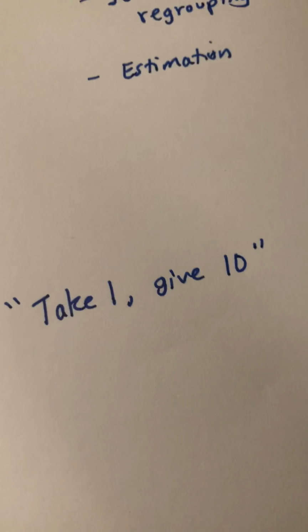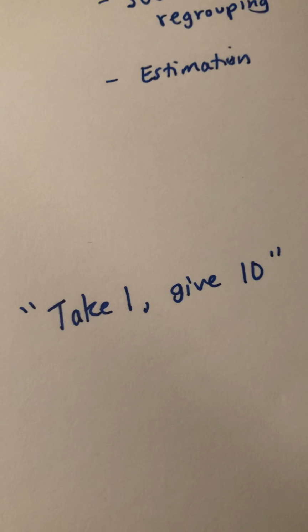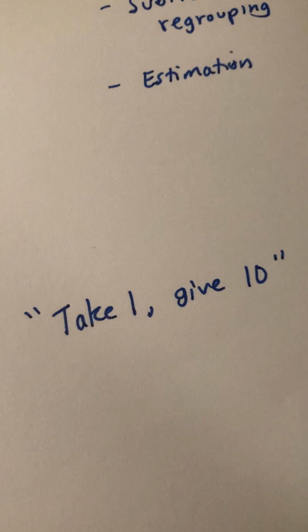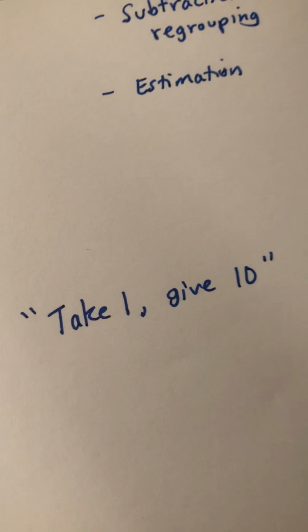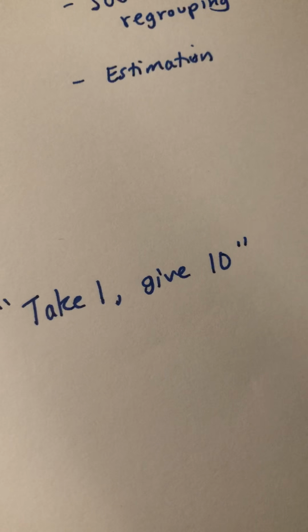When we subtract, a lot of students know that when the number on the bottom is larger than the number on the top, we need to regroup. And they know they need that number to be bigger, and a lot of times they just make it 10 bigger. But you can't just make it bigger, it has to come from somewhere, and that's where the take part comes from. And we're going to take before we make numbers bigger. Take 1, then give 10.